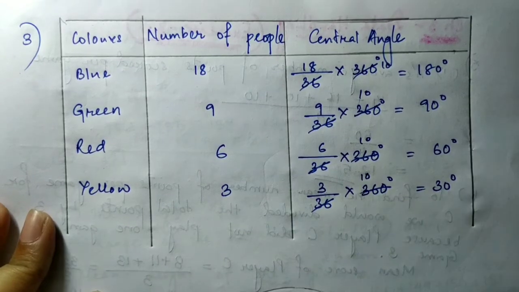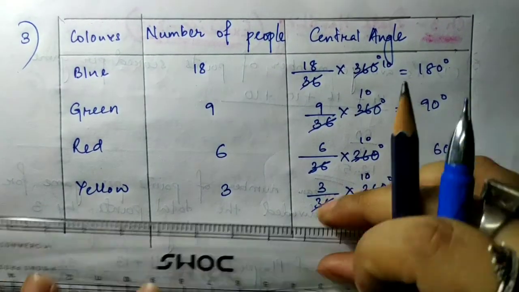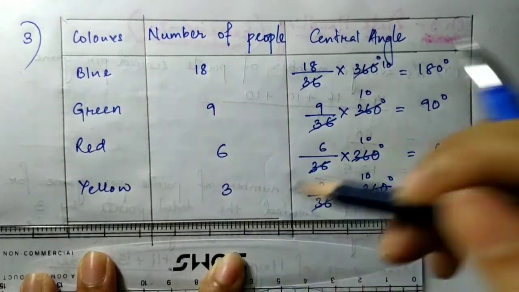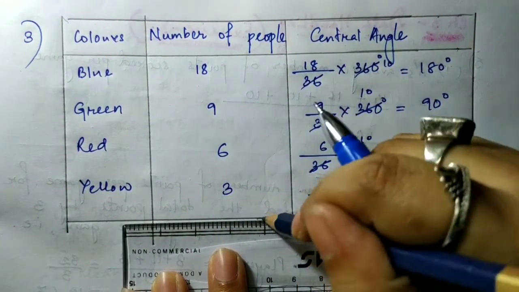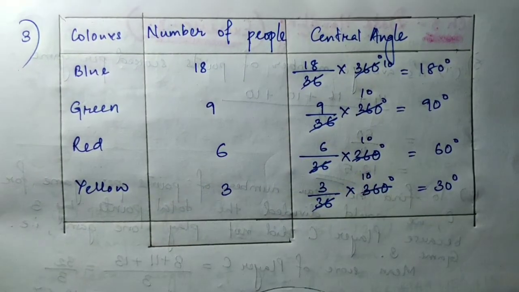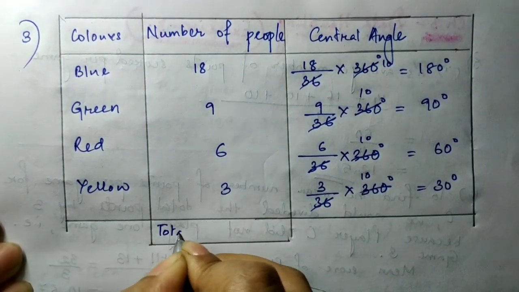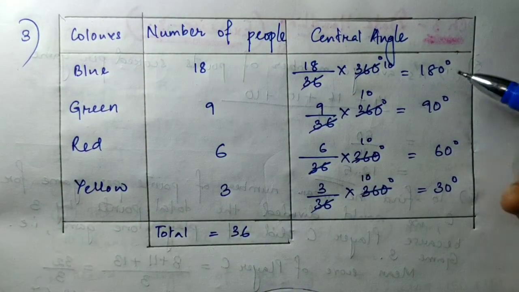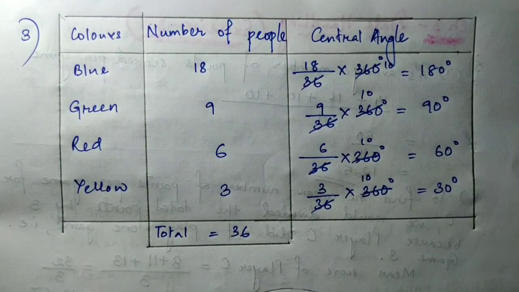And please, let's do one thing. As the total is given here already, we'll write down the total also. Let's close the box here. And total was given here. You can write down the total here. Total was given as 36. Okay, now we have all the angles. If you add all of this, you will get 360 degree. That means the angles for your pie chart are ready.